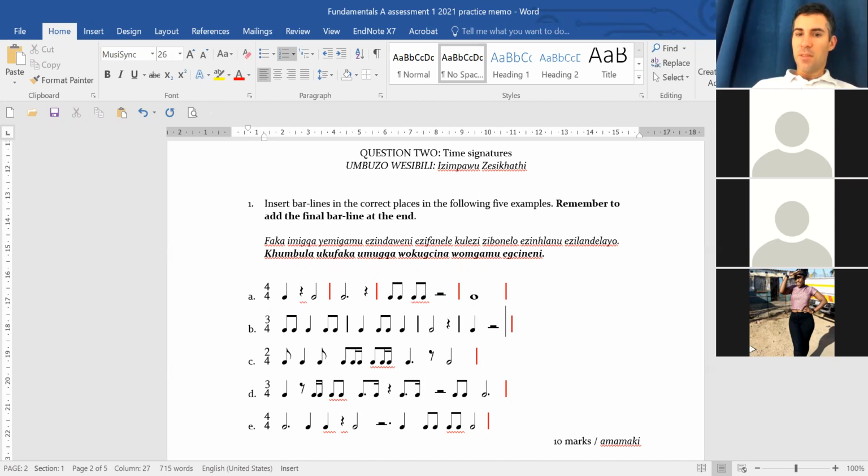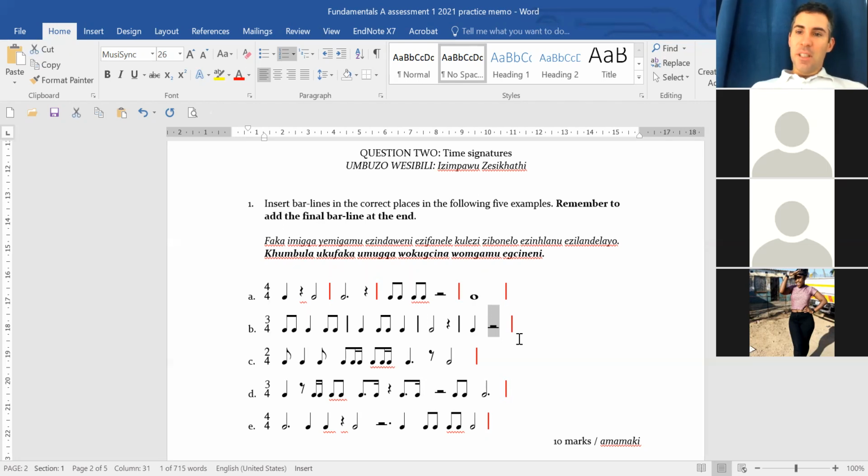Then we have a crotchet. We have a crotchet here, and a minim rest. They give us three beats. Correct. And then you see that the bar line at the end is correct. Yes. Thank you, Bongani. You've got that. Well done. Yes, sir. Thank you.